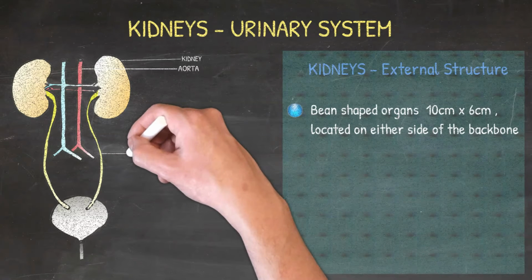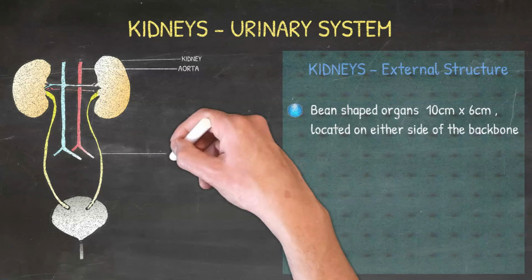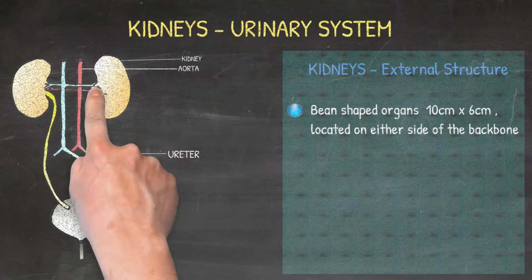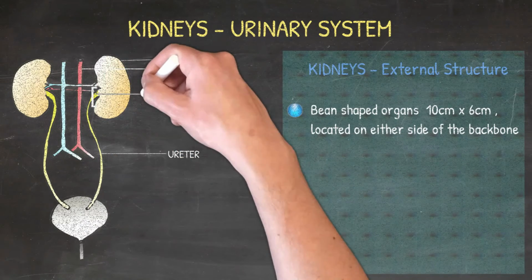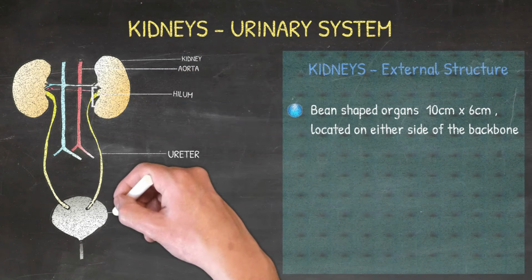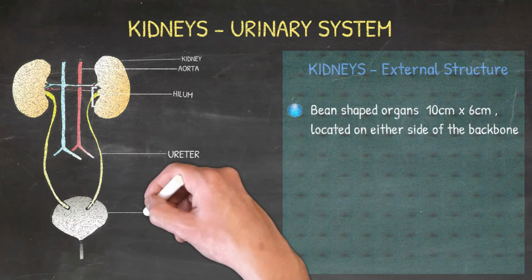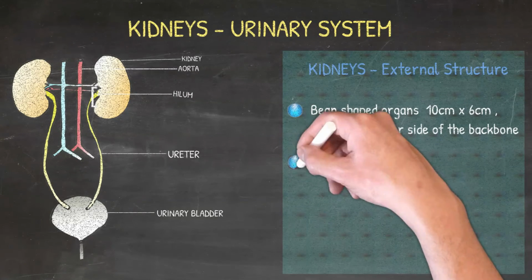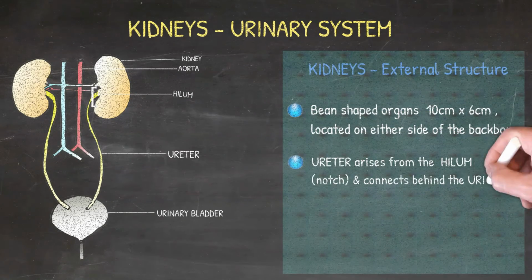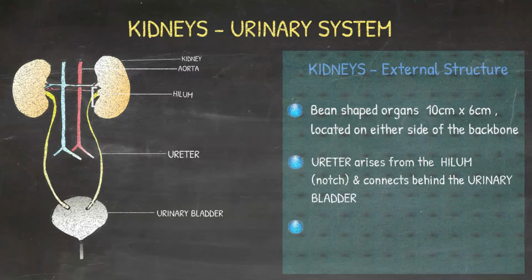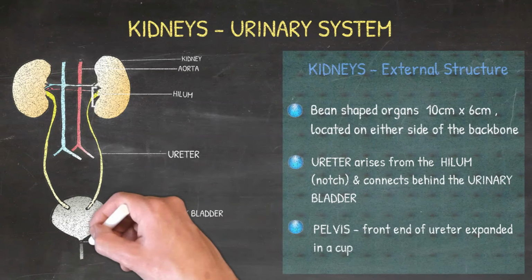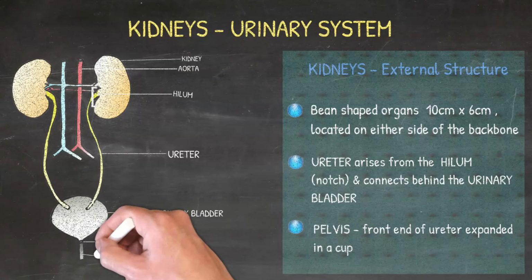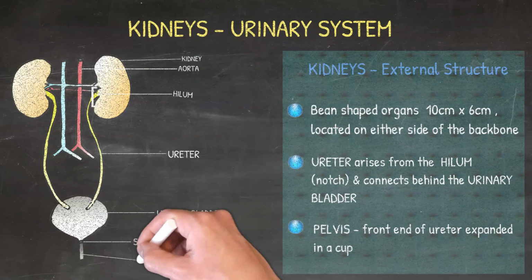A tube called the ureter arises from a notch from each of the kidneys. This notch is known as the hilum. This ureter goes down below and connects with another organ, the urinary bladder, which is located in the lower part of the abdomen. The front part of the ureter is somewhat expanded into the kidney, and this is called the pelvis.